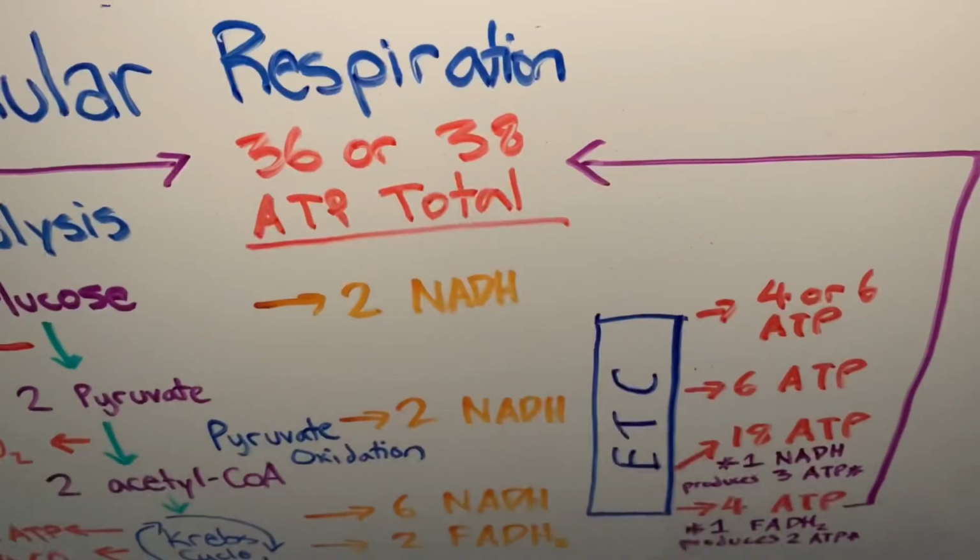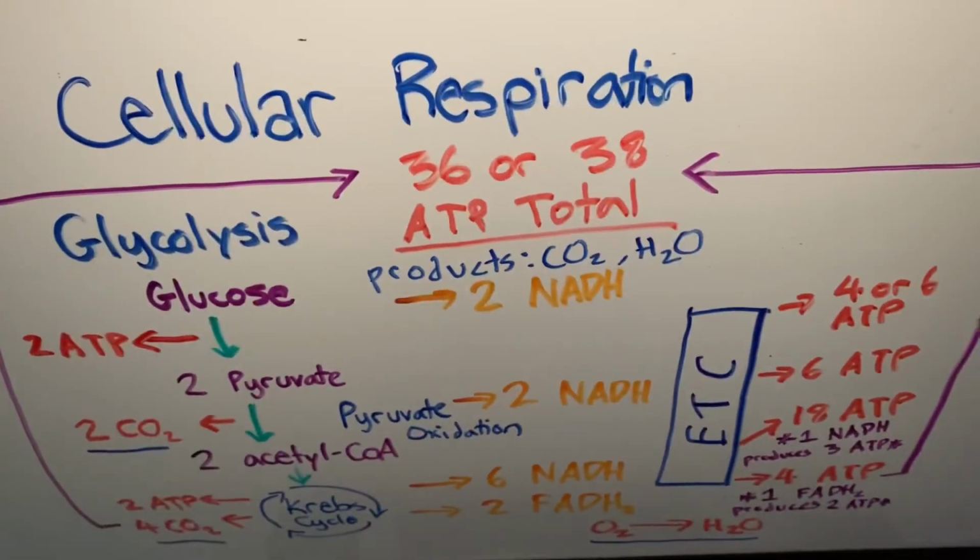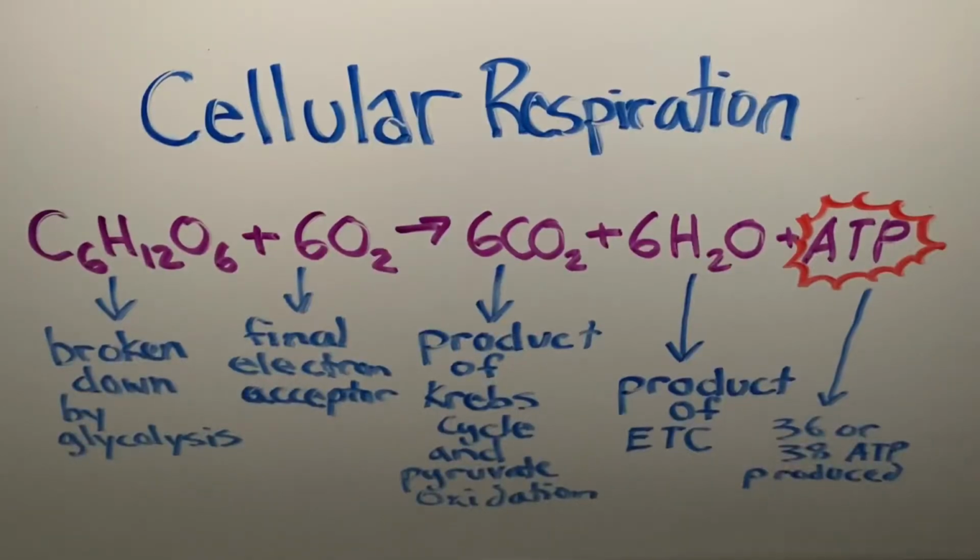We can also see the other products of cellular respiration, such as water and carbon dioxide. Through the products of the steps of cellular respiration, we can see how the formula of cellular respiration applies.